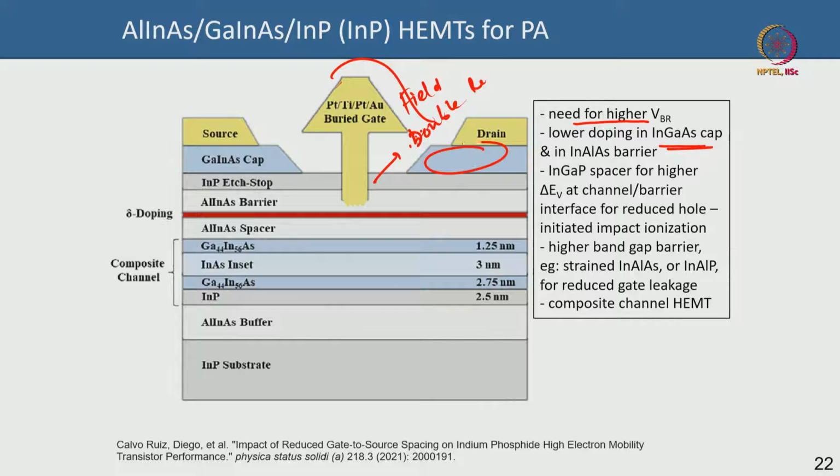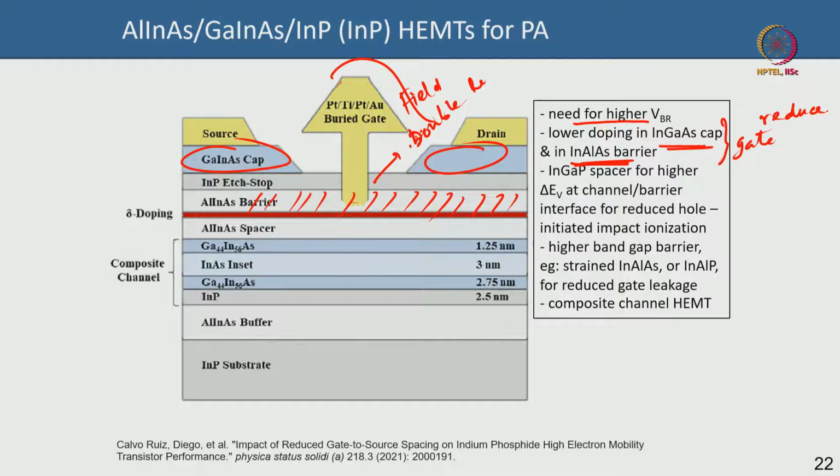this cap, you can dope it lower. Of course the contact resistance might slightly increase, but you can dope that layer, you can dope this barrier lower, either the delta doping could be lower or the overall doping could be lower, so that you are slightly reducing the 2DEG density, not so much but slightly, but you do not have a super highly doped cap, otherwise it will lead to higher gate leakage. So you try to prevent the gate leakage by doing these approaches.